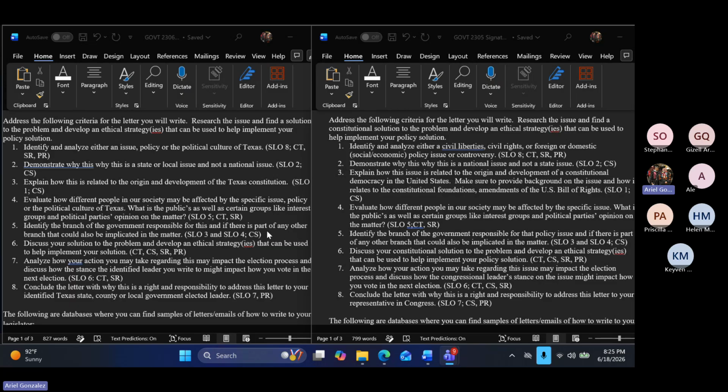So look at that. And then number 6 here, discuss your solution to the problem and develop an ethical strategy that can be used to help implement your solution. Same thing over here for federal, discuss your constitutional solution to the problem, develop an ethical strategy that can be used to help implement your policy solution.